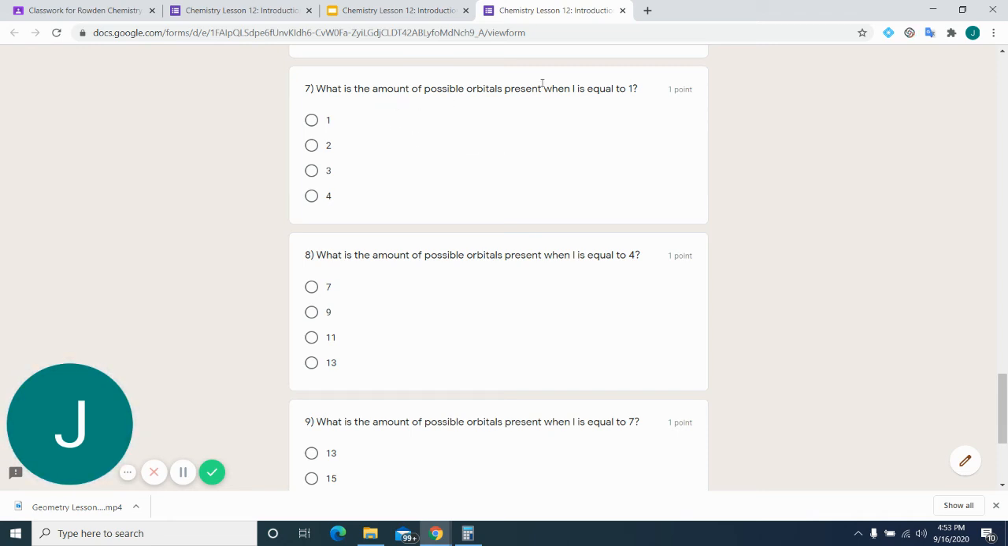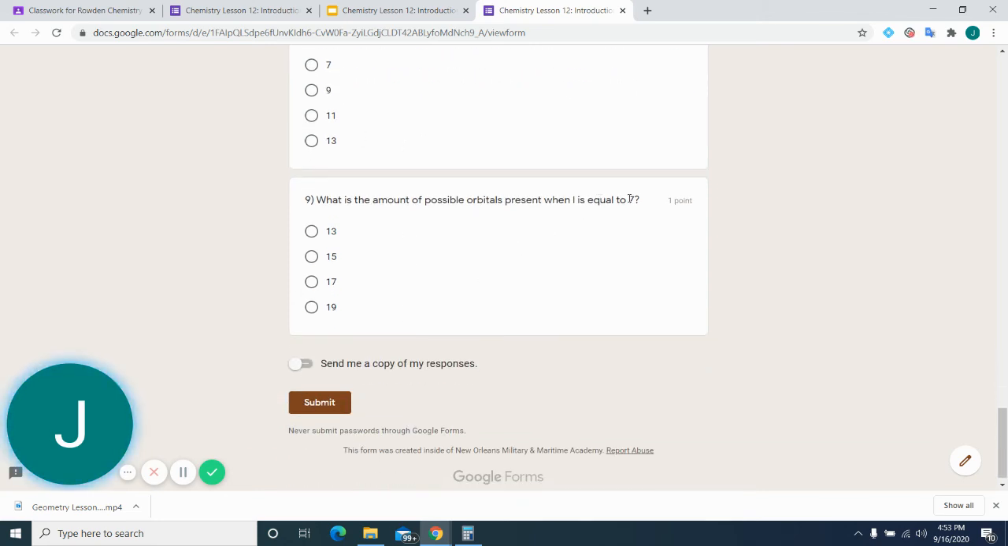Okay, so how many orbitals do you have when L is equal to 1? 2L plus 1. Okay, so 2 times 1 is 2, plus 1 gives me 3. L is equal to 4. 2 times 4 is 8, plus 1 gives me 9. L is equal to 7. 2 times 7, 14, plus 1, 15.